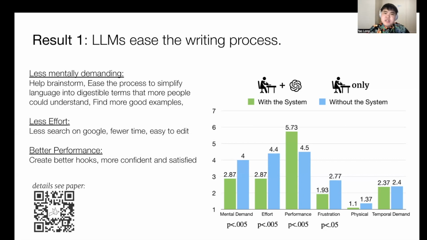For today, I will just quickly go over a few findings that we found for the mentally demanding section. So the users mentioned that during the with system condition, the system could easily turn the language into digestible terms that people can easily understand. However, during the without system condition, it's actually pretty hard for them to find a concrete and specific example of an abstract topic. With the system, people could easily explore a variety of examples and common experience people may have. The process of simplifying languages and finding examples is largely supported by the system.